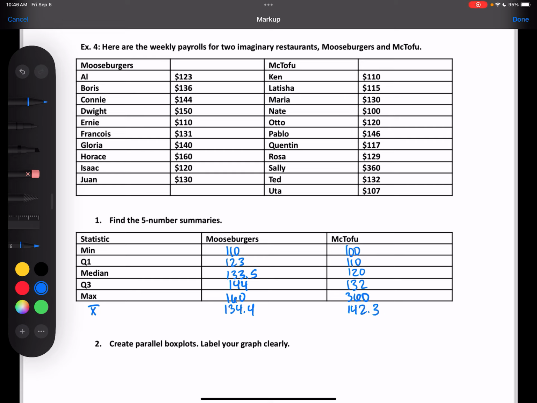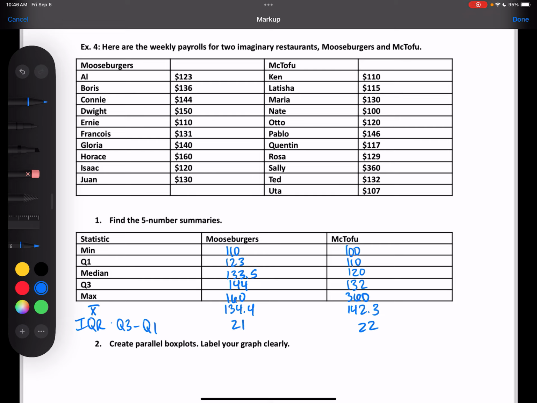Not that it's asking for it, but I'm going to need it to create my box plot. So, IQR, which is Q3 minus Q1. For Moose Burger, what would my Q3 minus Q1 give me? The one that says Q3 and the one that says Q1. 21 for Moose Burger. What about for McTofu? 22.